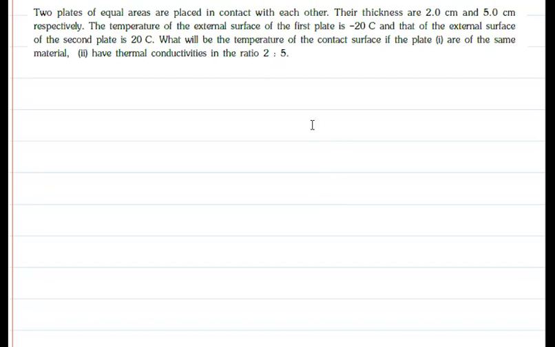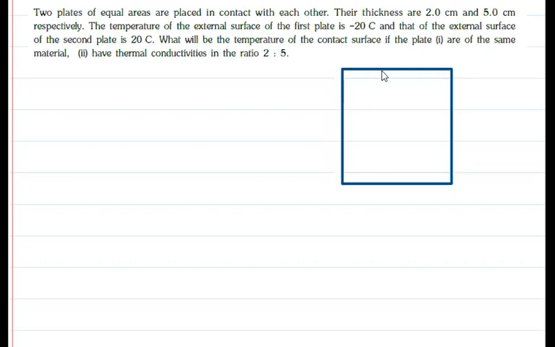Okay, so I hope all of you understood this problem. Now, when you talk about this problem, two plates of equal area are placed in contact with each other. The thicknesses are this and this, respectively. So I can say we have two plates.